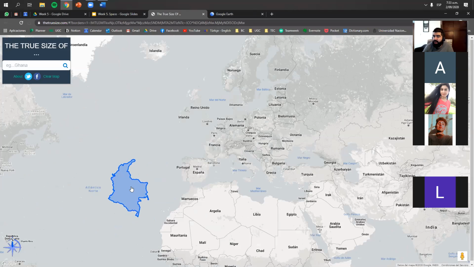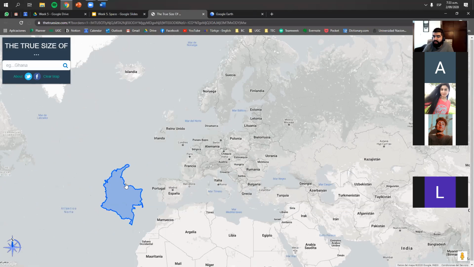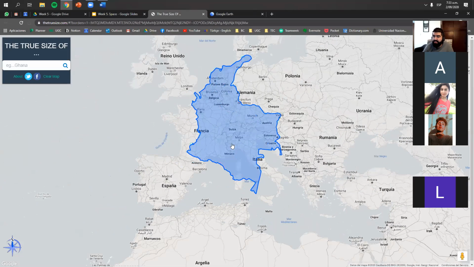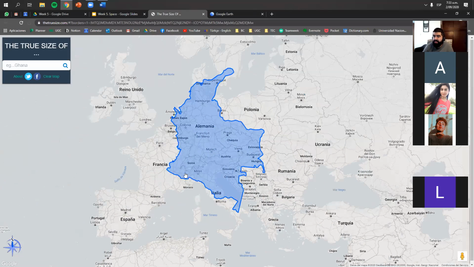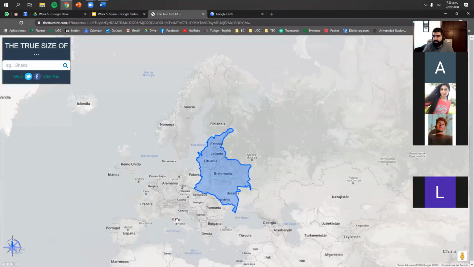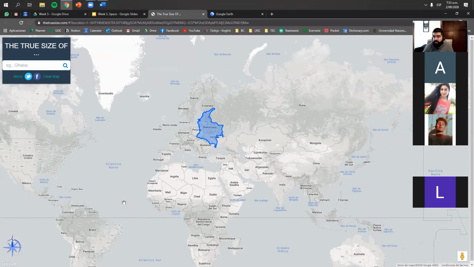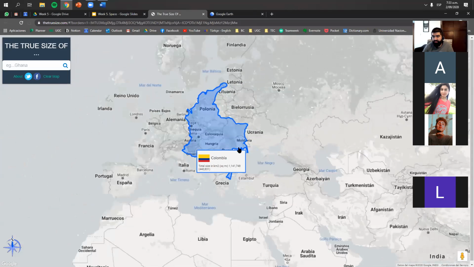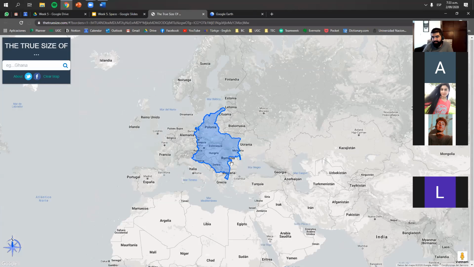So I can see how Colombia is, you see, so it gets bigger. But it's not like it gets bigger, it's actually that this is the real size of Colombia. Can you imagine that? If Colombia was in Europe, it would be something like this. Yes, the majority of the people said that Colombia is bigger than Europe. Is that true? Well, we can see it here. It's not true, but it's very big, you see.